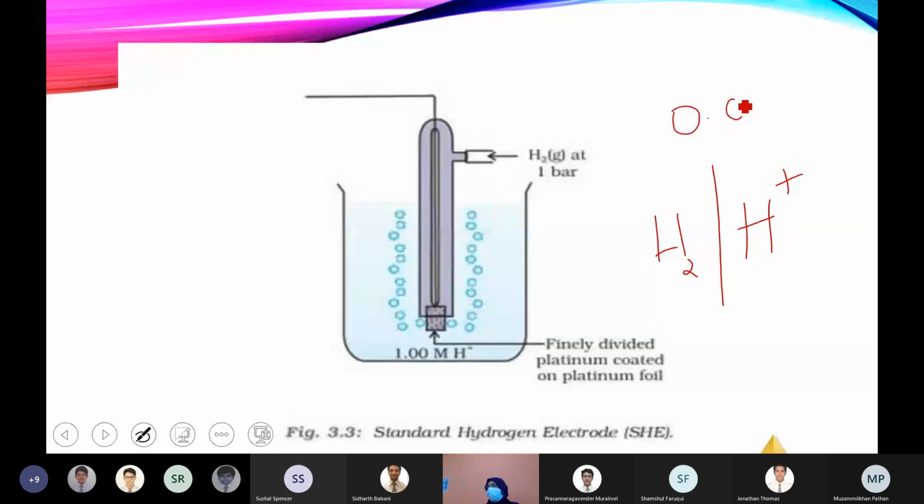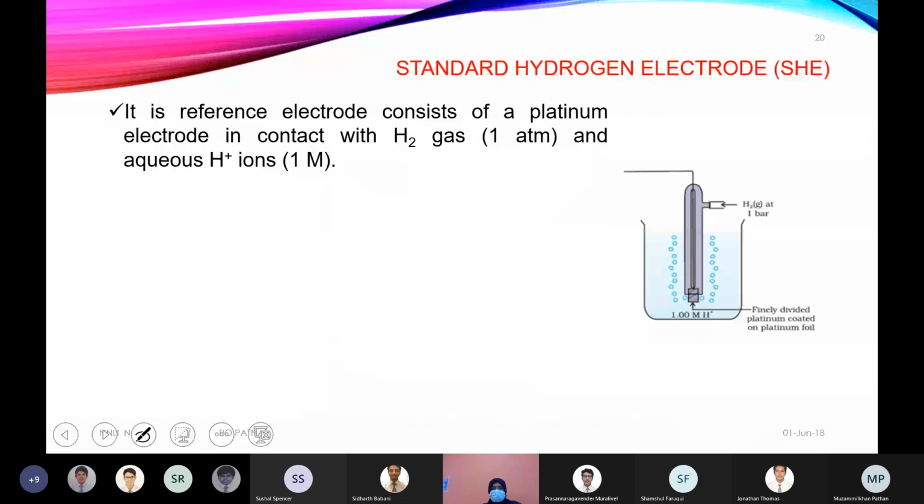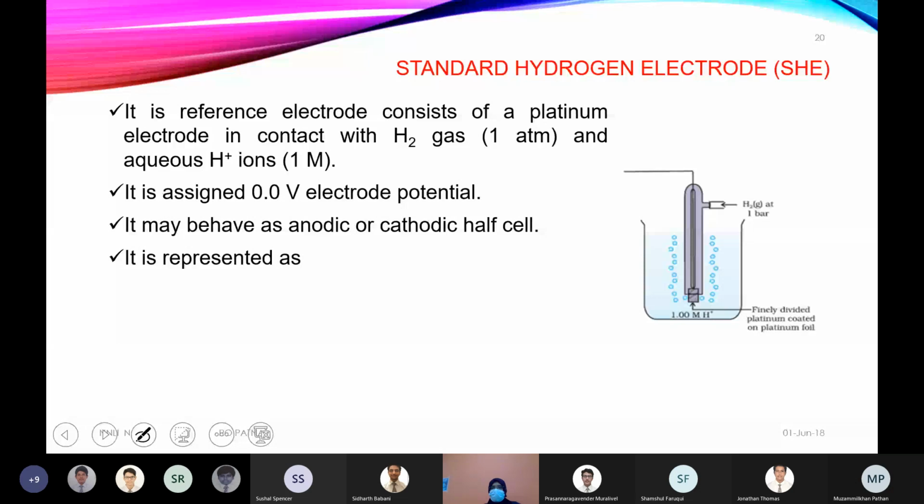It's just a comparative thing, like atomic mass, taking carbon-12 as a standard. Similarly, the hydrogen electrode is designed and we assign a value of 0.0 volt to it so that we can connect it with other half cells, right? So this is what we discussed in the previous period. These are the important things you should know in standard hydrogen electrode.